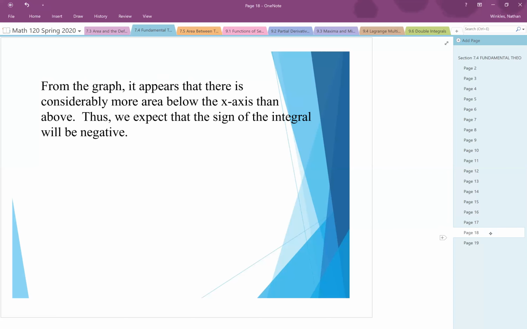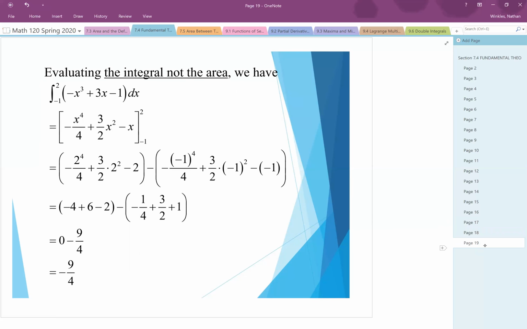Easiest way to find that out, let's compute the integral that they gave us. Keep in mind, it's the integral, not area. Those are two totally different things. So the integral from negative 1 to 2 of negative x cubed plus 3x minus 1 dx. We integrate each one, we get minus x to the fourth over 4 plus 3 over 2 x squared minus x, evaluated from negative 1 to 2.